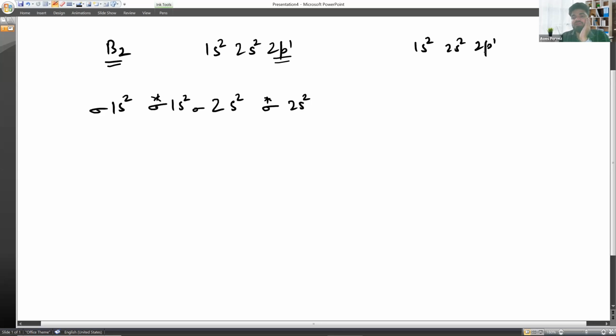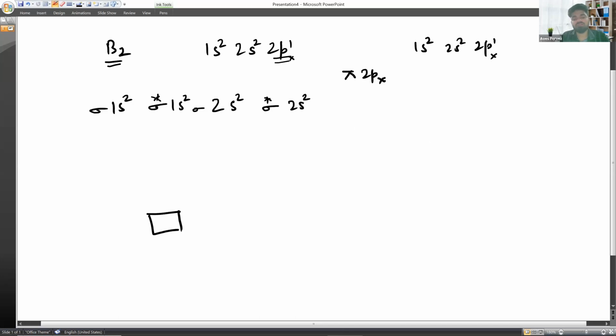pi bonding. So this p is going to make pi bonding, and we'll consider this one as x. So this is going to make px, which is 2px, and one electron is in 2p. You know that if the two electrons are participating, then you can make it this way.